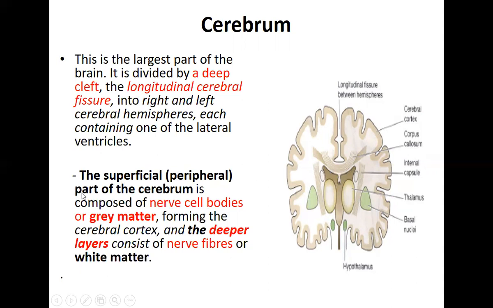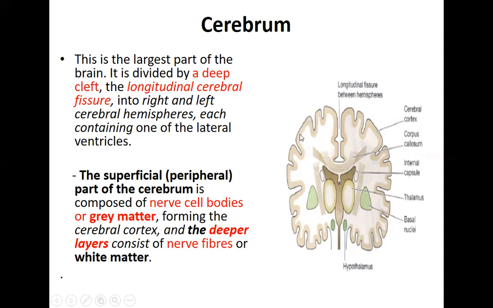The superficial peripheral part of the cerebrum is composed of nerve cell bodies, or gray matter, forming the cerebral cortex, and the deep layer consists of the nerve fibers, or white matter. If you see here, the whole of the cerebral hemisphere is divided into gray matter outside, the cerebral cortex, and the inner medulla, which is whitish in color. If you cut a section and see, the outer part is gray in color, and the inner part is the white matter, which is the nerve fibers.